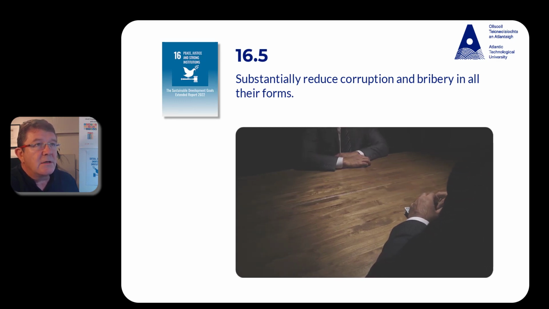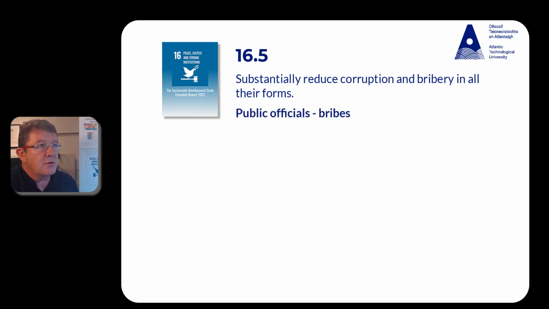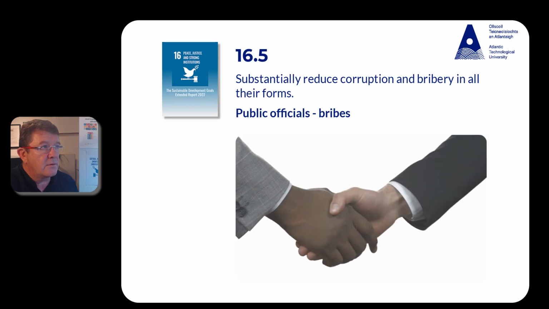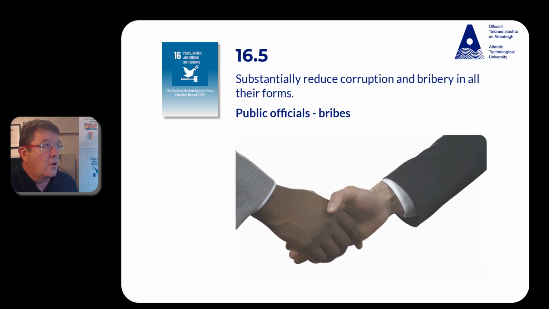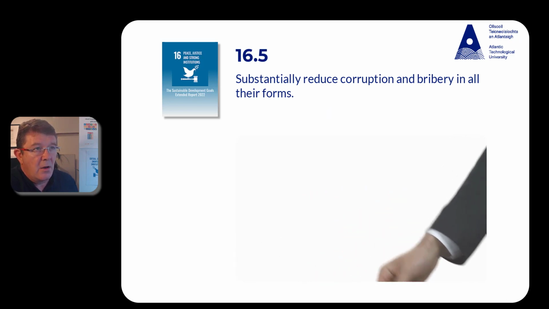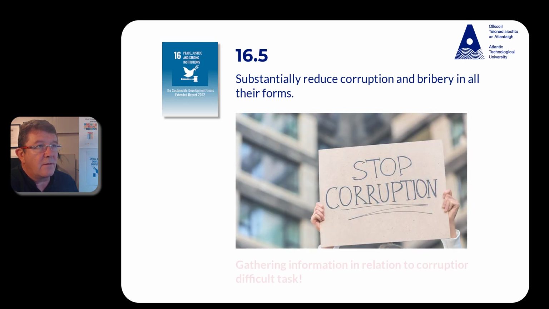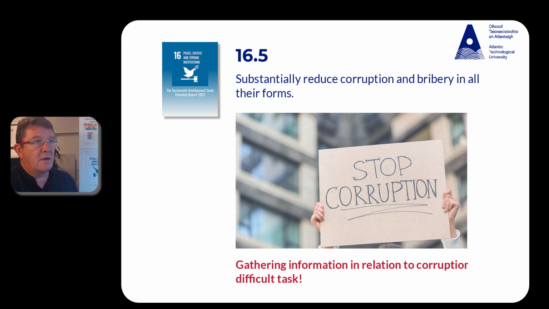Number of indicators here, indicator 16.5.1, proportion of persons who had at least one contact with a public official who paid a bribe to a public official or asked for a bribe by those public officials during the previous 12 months. No data here, and possibly this is to do with the fact that gathering information in relation to corruption is a difficult task, and you'll see in some of the later material a discussion on that and the issues around collecting information in relation to corruption and bribery.